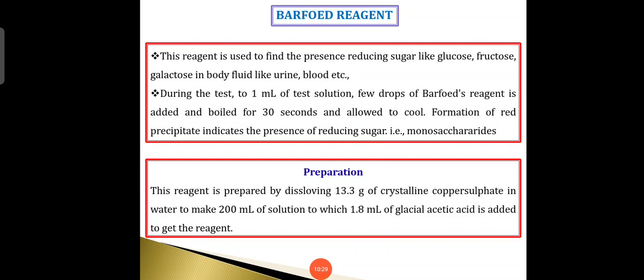So how to prepare this Barfoed reagent? This reagent is prepared by dissolving 13.3 gram of crystalline copper sulfate in water to make 200 ml of solution, to which 1.8 milliliter of glacial acetic acid is added to get the reagent. So in this way, we are going to prepare this Barfoed reagent as a parapharmaceutical reagent.